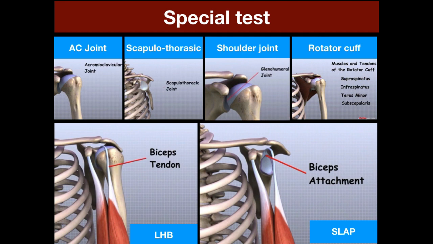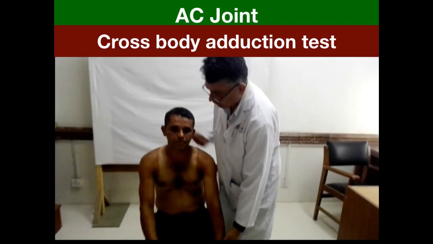After the measurement, we proceed to the special test, and before proceeding to a special test, we must understand that the pain generators of the shoulder may be the AC joint, scapulothoracic joint, shoulder joint, or a rotator cuff, and finally it may be the long head of the biceps, or it may be from the anchor of the biceps, which is also known as the SLAP lesion.